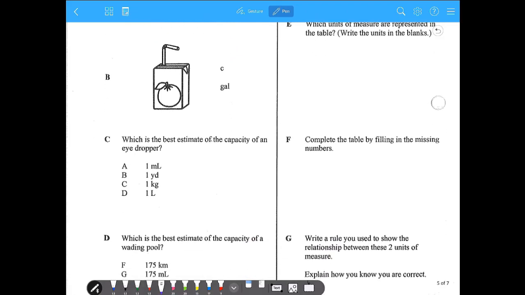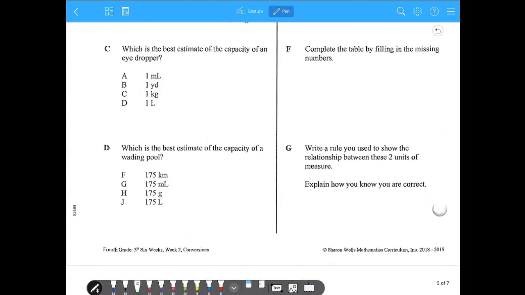In this one, letter B, we have a juice box. So is the juice box better to use gallons or cups? I think gallons is too big. Okay, so we're not going to use gallons. It's going to be better measured in cups. Letter C, which is the best estimate of the capacity of an eyedropper? So let me go ahead and circle best estimate, capacity, and an eyedropper.